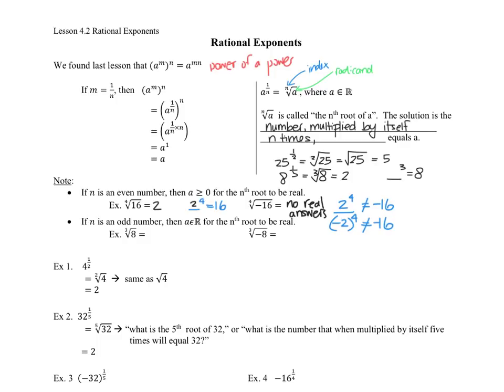On the other hand, if the index n is an odd number, then that means your radicand can be any real number in order for you to get an answer. Going back to the example up above, cube root of 8: we're asking ourselves what number raised to the exponent of 3 gives us 8. That number is 2.